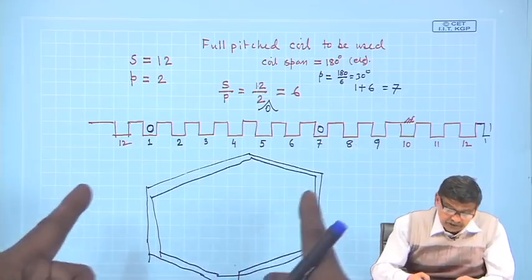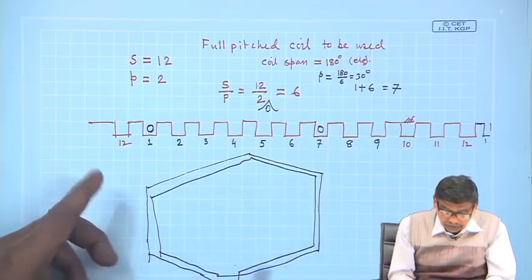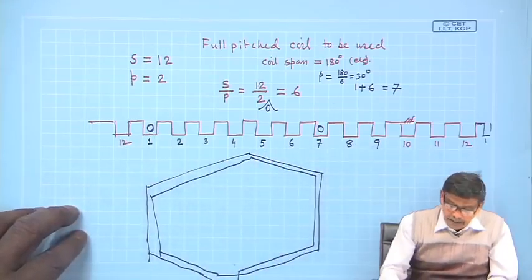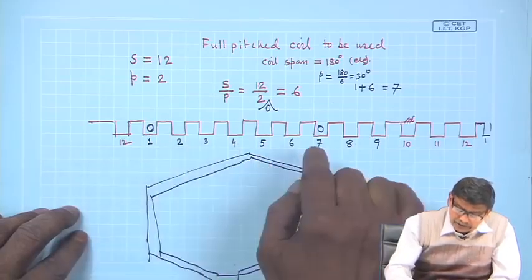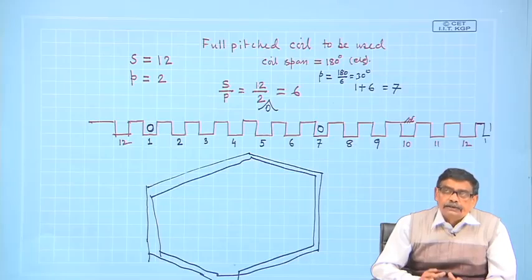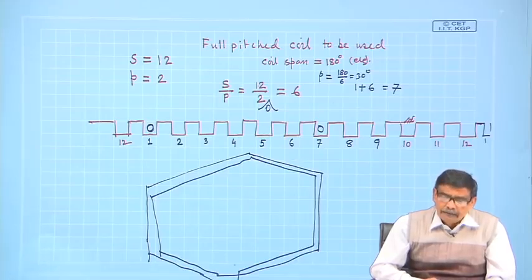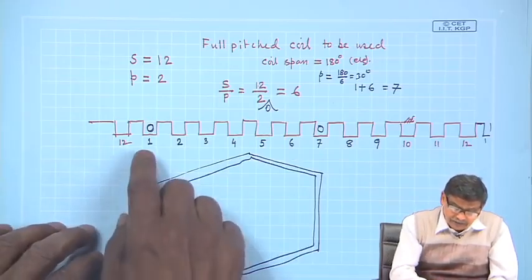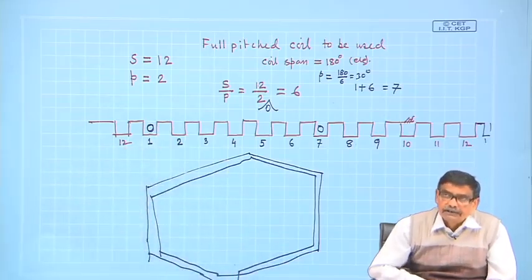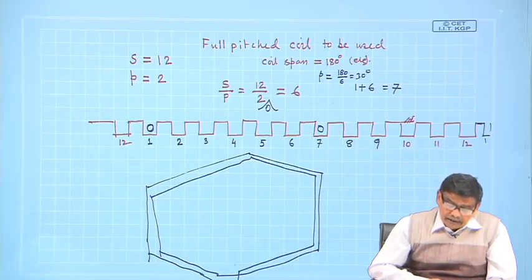Therefore, if I want to use a full pitch coil, and I have numbered the slots, based on the slot numbers I will now slightly change the coil side naming. Earlier I was using 1 dash to identify a coil. Now there is a definite slot in which a particular coil side will be present, so I will name them after these slots.